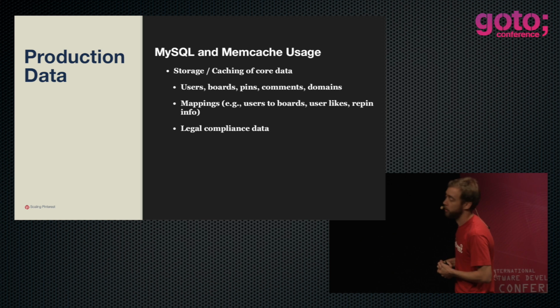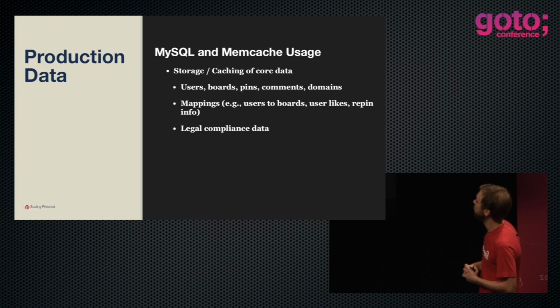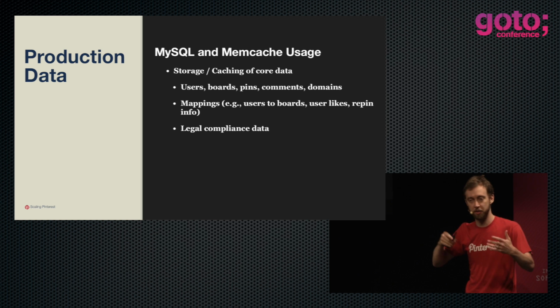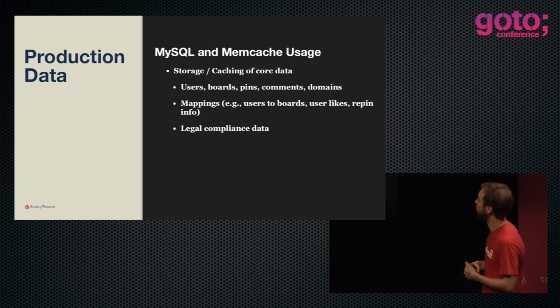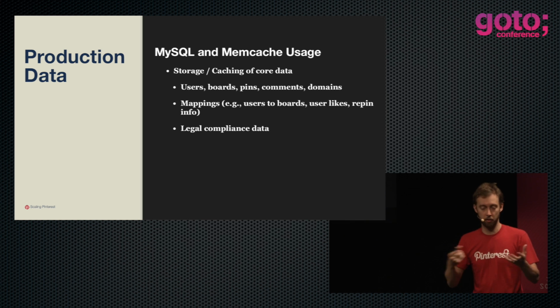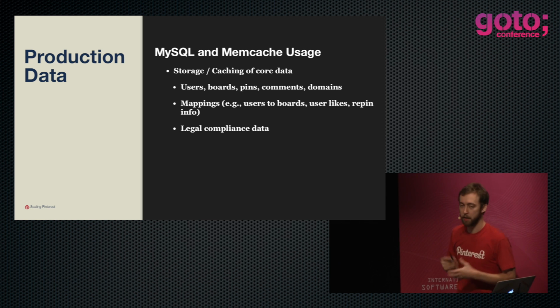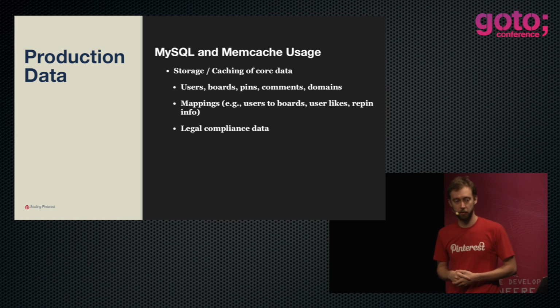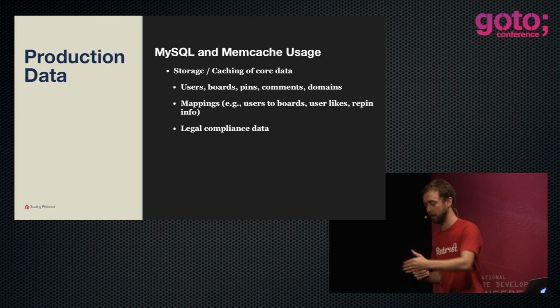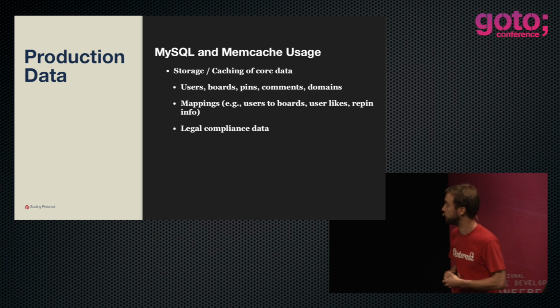We use it for our primary storage of our main core data, all our users, boards, pins, comments, domains, things like that, and now monetization and other major data. We separate our things into mappings and core objects, and I explain more about that in the sharding talk. There's a lot of advantages behind splitting those two out. And then we use it for things like legal compliance data where we need ACID compliance because otherwise the lawyers yell at me and then I get scared.